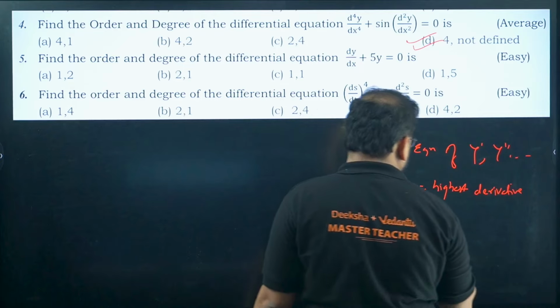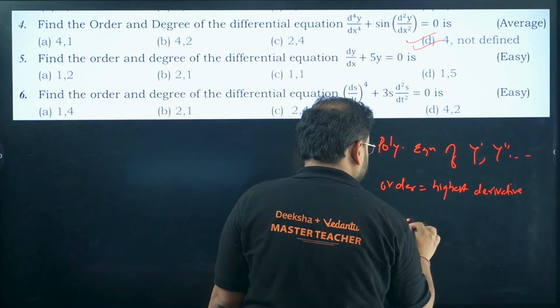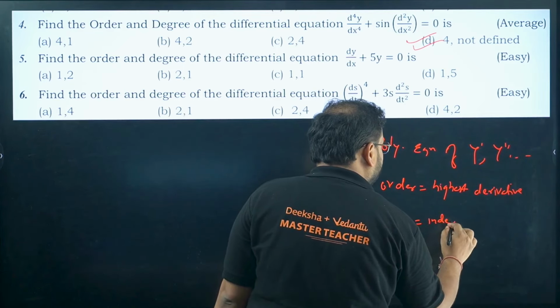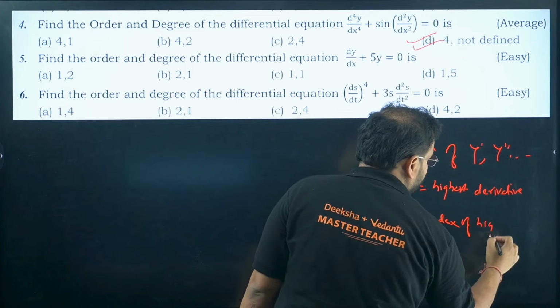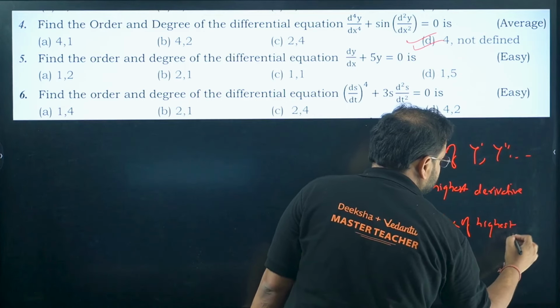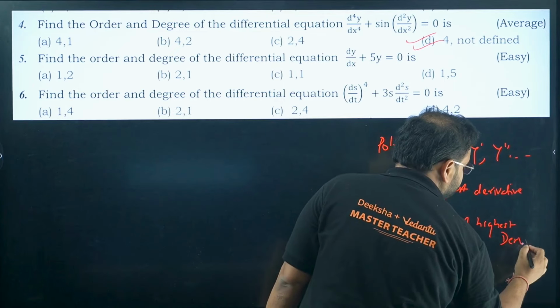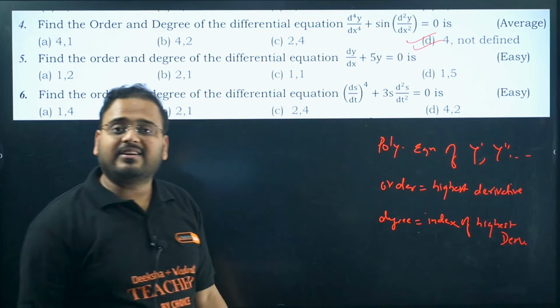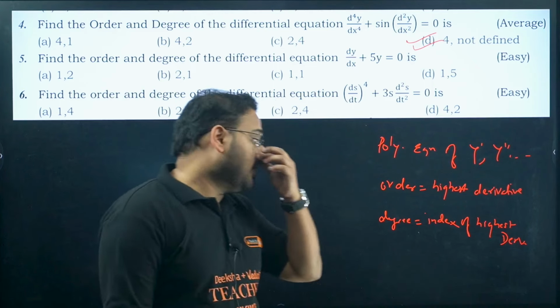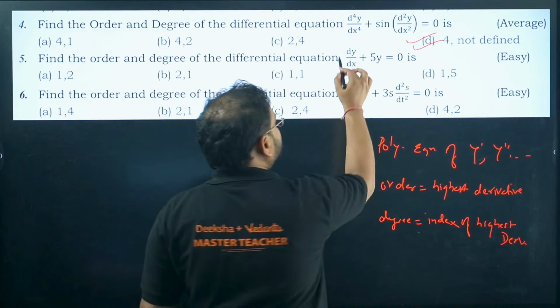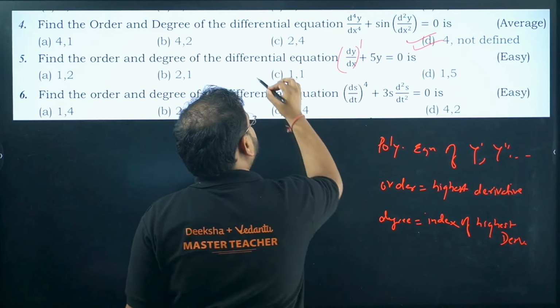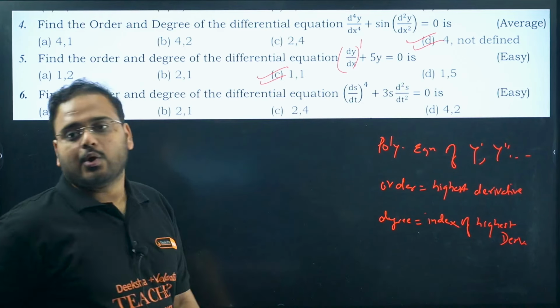That's your order, and degree is what? Degree is the index of, or power of, the highest derivative. Getting it? The highest derivative is your order, and the index of the highest derivative is your degree. So in this case, your highest derivative is 1 and the power is also 1. The answer is option C.